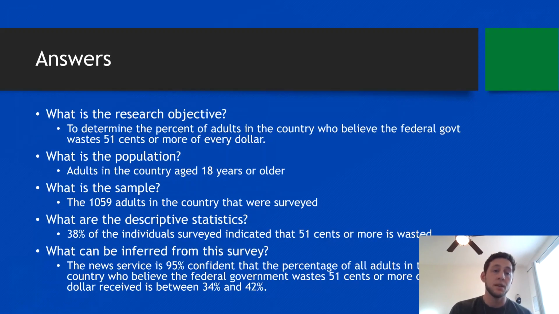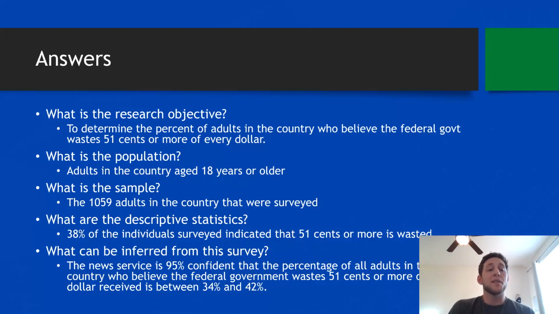Let's talk about it. Turns out the research objective was to determine the percent of adults in the country who believe the federal government wastes 51 cents or more of every dollar. Notice that we get this research objective once we see how they reported it. If you just looked at the survey, you might say, hey, to figure out what percent of adults believe what percent of the dollar is wasted. Notice that's a little bit vague. Really, we want to be very specific and say what percent of adults in the country believe that 51 or more are wasted per dollar.